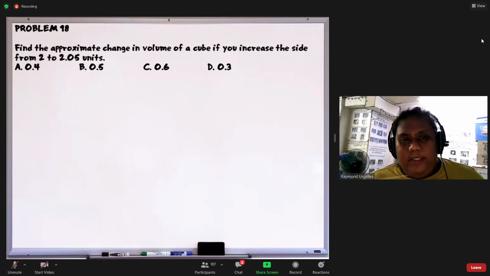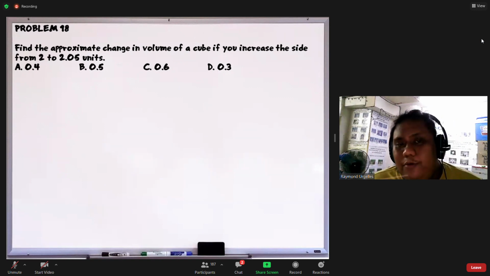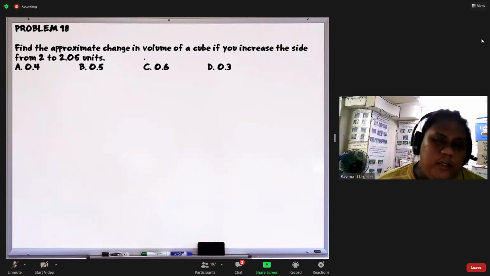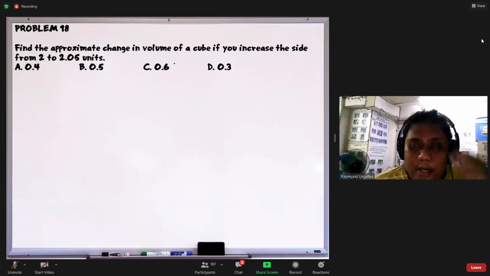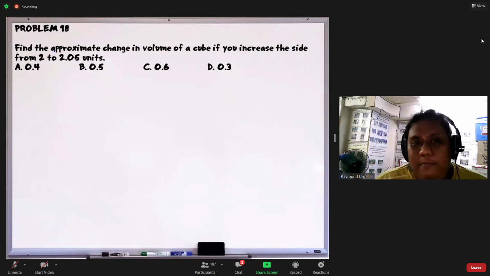So let's try some example. Find the approximate change in volume of a cube if you increase the side from 2 to 2.05 units. So makikita niyo naman, pag actual error or estimated or approximate error yung kailangan nating i-solve. Unang-una, may nakalagay dito approximate change, kaya alam natin approximate error yan.